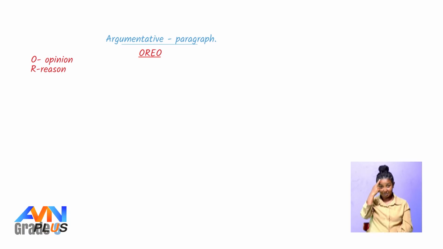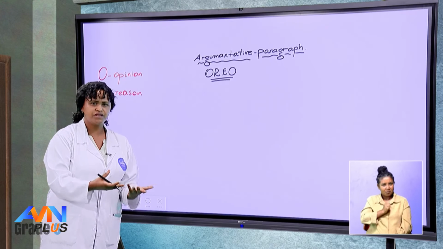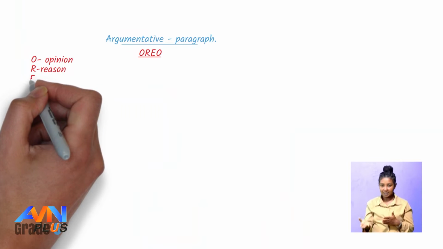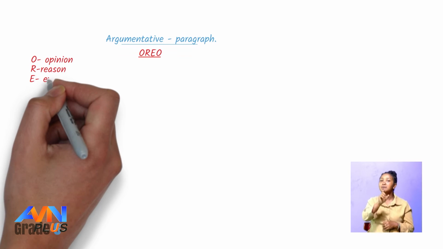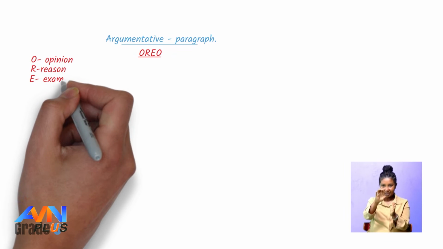When you say, I believe or I think, why do you believe? Or why do you think that? That's what we call a reason. And the other one is what? E. E means what? Example. Good. Example.